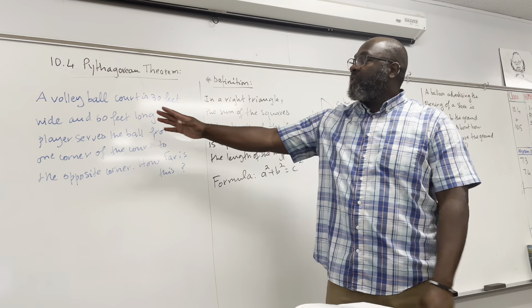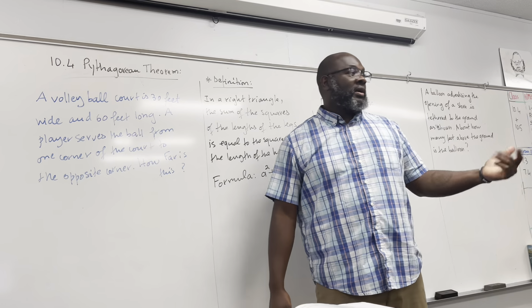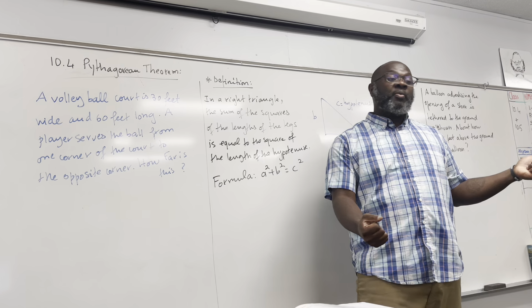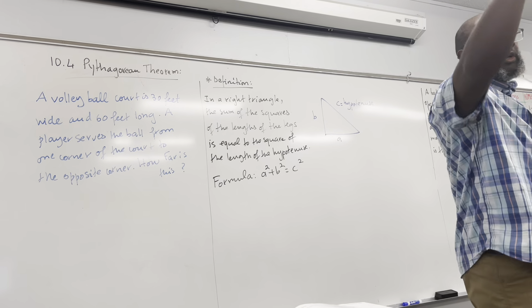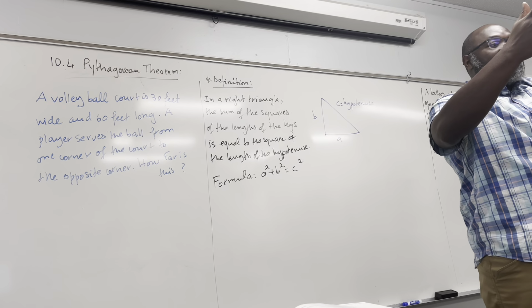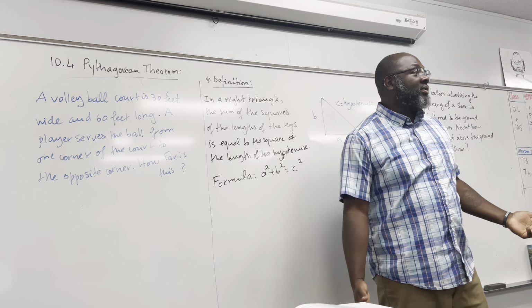All right. So a volleyball court is 30 feet wide and 60 feet long. A player, Nora, wants to serve the ball from one corner of the court to the opposite corner, because she feels like there's a weak player who can't catch her serve. So if she serves it, how far is this?